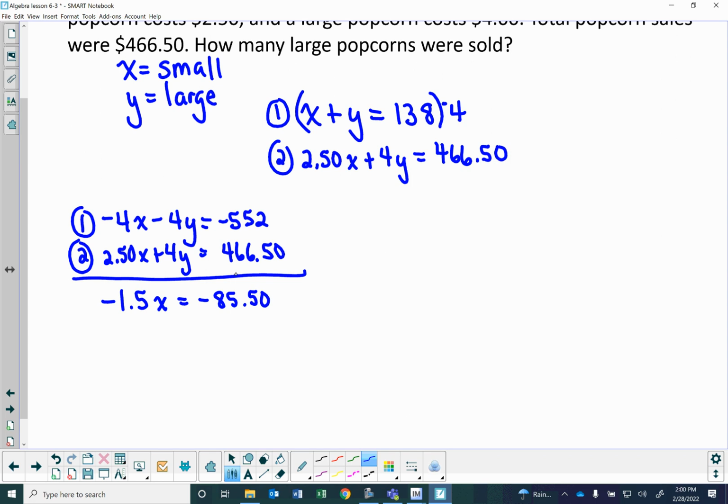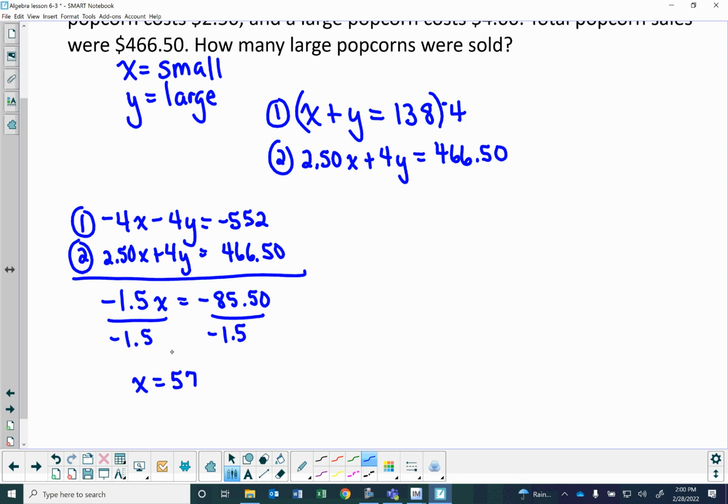So I get -1.5x equals -85.50, which is perfectly fine because if I divide by a negative, the negative signs cancel out. So if I divide by -1.5, -85.50 divided by -1.5 is 57.